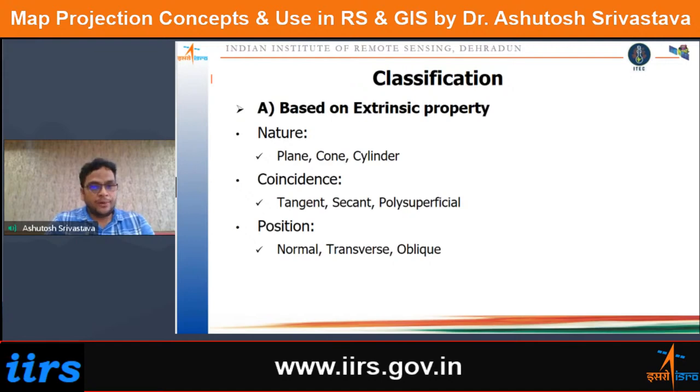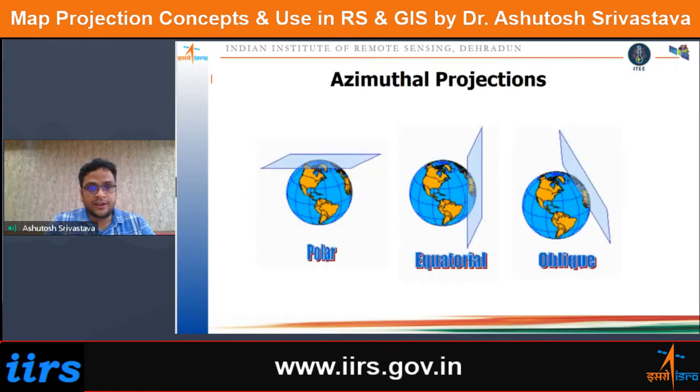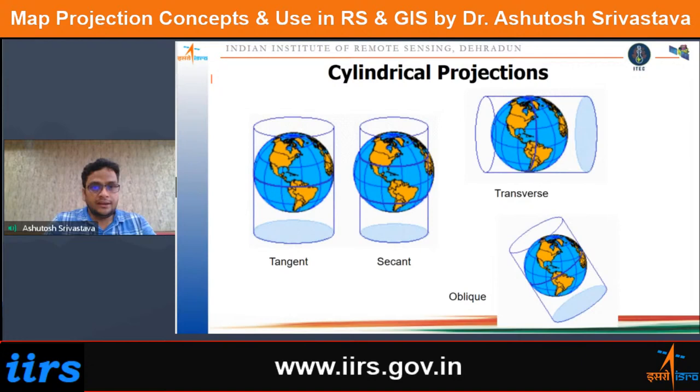Based on the extensive property, we can use the plane, cone, and cylinder by nature. Tangent, secant, and polysuperficial means, one by one we can see the figures. So if you see here, we can use the cylinder, we can use the cone, and we can use the plane map or plane two-dimensional sheet.